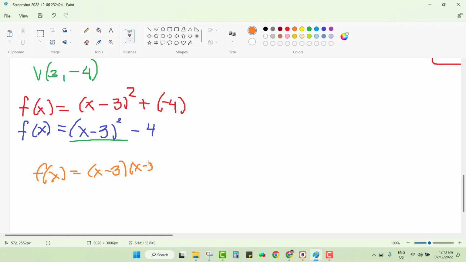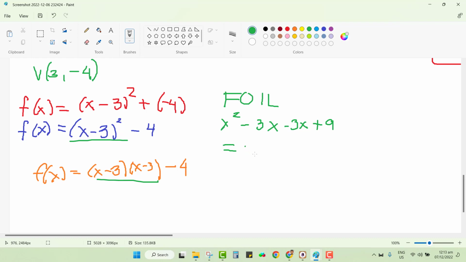Okay, just like that. Minus 4 outside. We will use the FOIL method here. So the FOIL: x times x is x squared. X times negative 3, rather, is negative 3x. Negative 3 times x, another negative 3x. And you have plus 9.